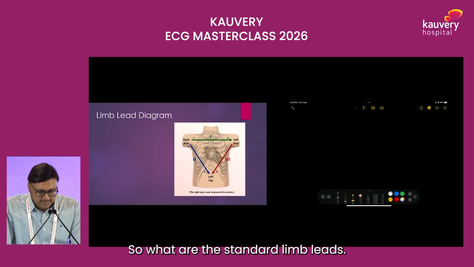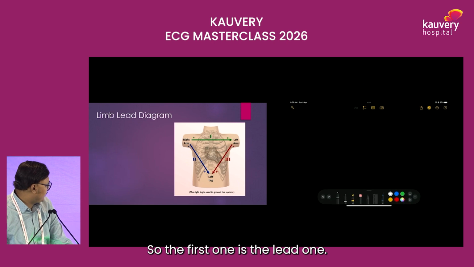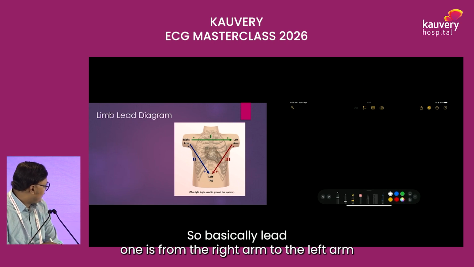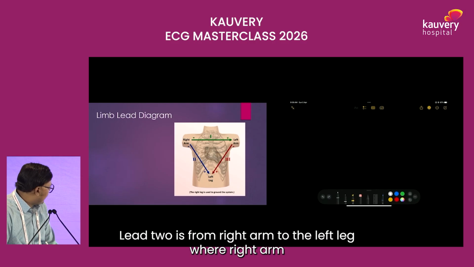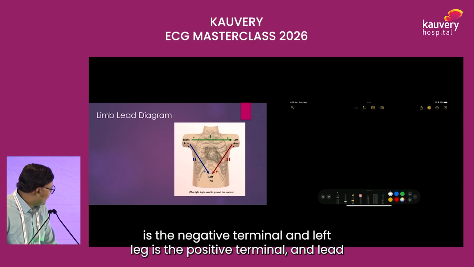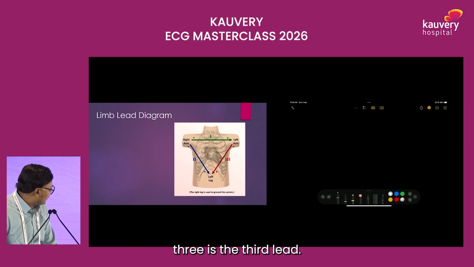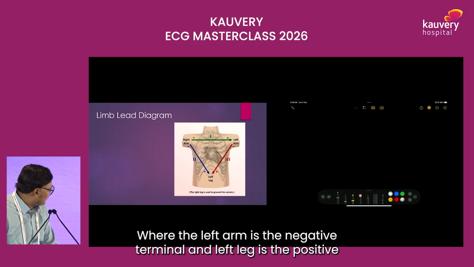So what are the standard limb leads? The first one is lead 1. Basically, lead 1 is from the right arm to the left arm, where the left arm is the positive terminal and the right arm is the negative terminal. Lead 2 is from the right arm to the left leg, where the right arm is the negative terminal and the left leg is the positive terminal. And lead 3 is the third lead, where the left arm is the negative terminal and the left leg is the positive terminal.